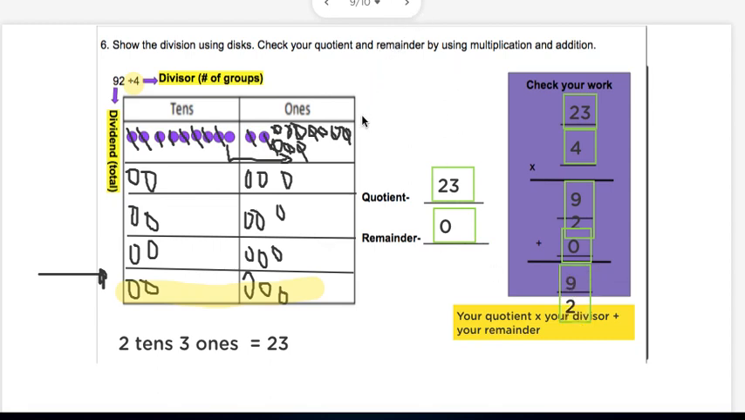In this video, you guys learned how to divide using a place value chart by unbundling.